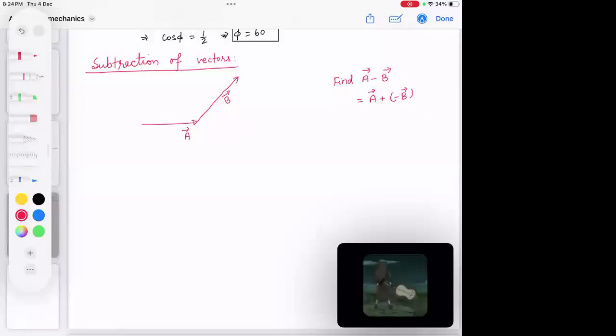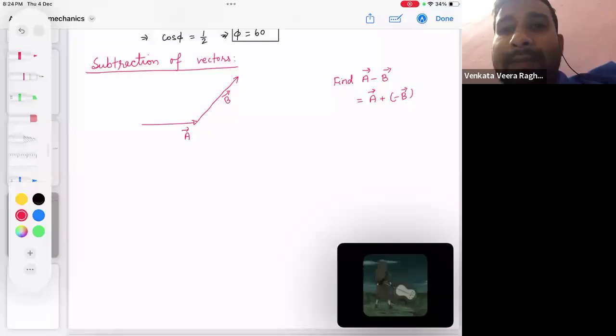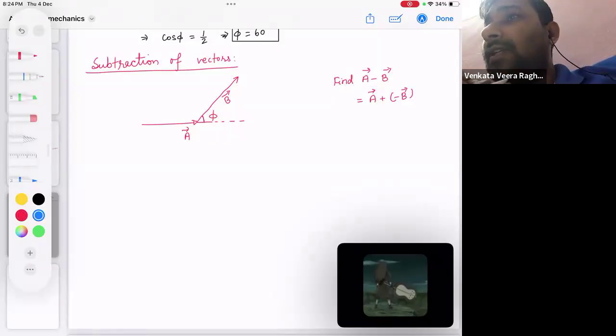Yes, sir. So here in the question, one more important thing is given to us, this angle. This angle is the angle between A and B. So please tell me, if I say, do the A vector plus of minus B vector, how do you write the minus B vector? Can I just change the direction of B vector without changing the magnitude?